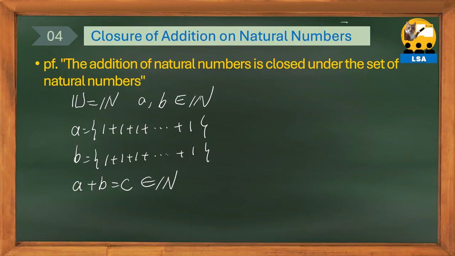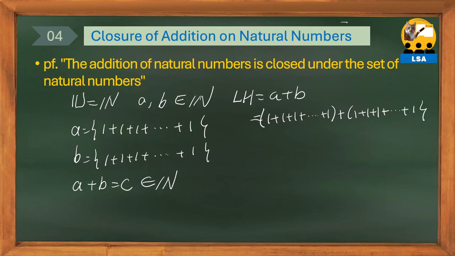Let's do the proof. For the left-hand side, a plus b, we can rewrite it using the expression of the definition, since identical things are identical. Since the commutative and associative laws hold for addition, we can remove the parentheses and group the whole thing into one.